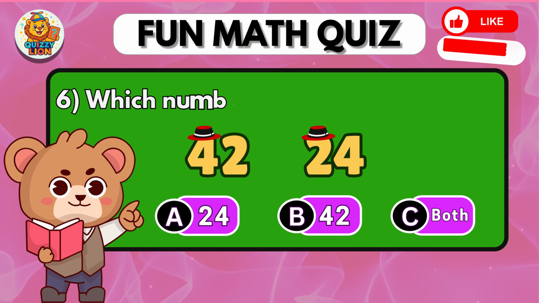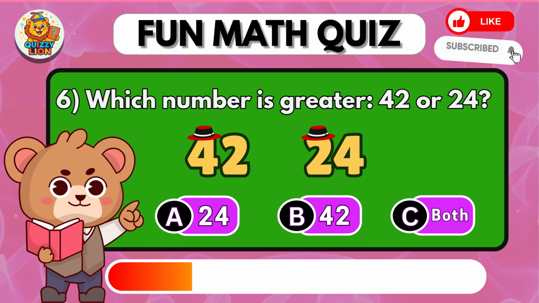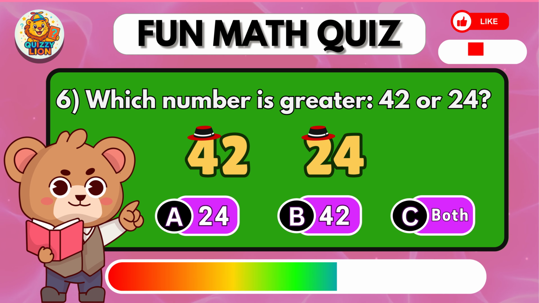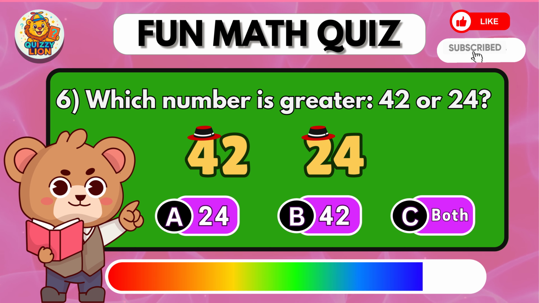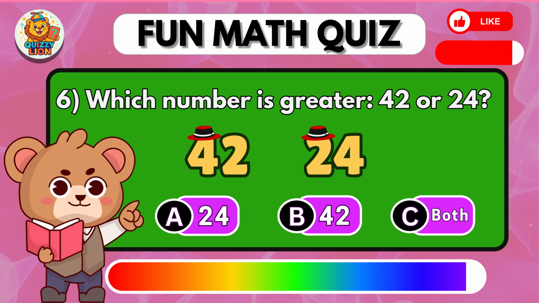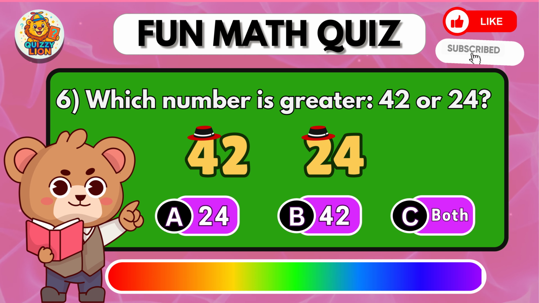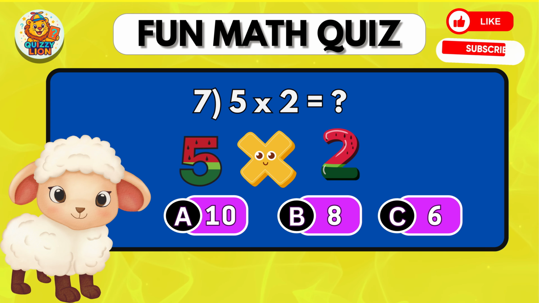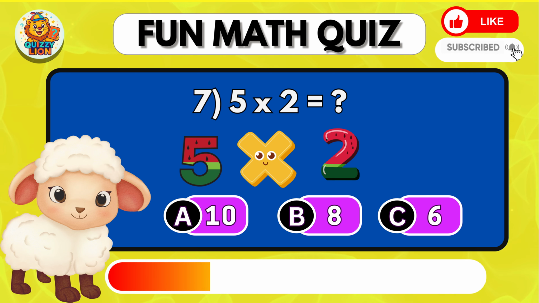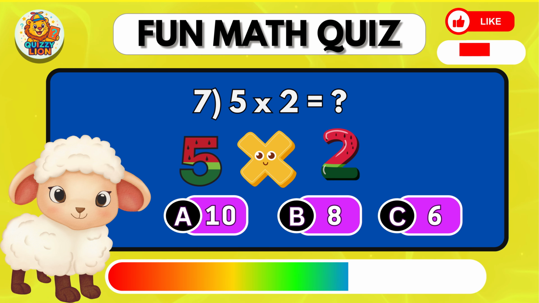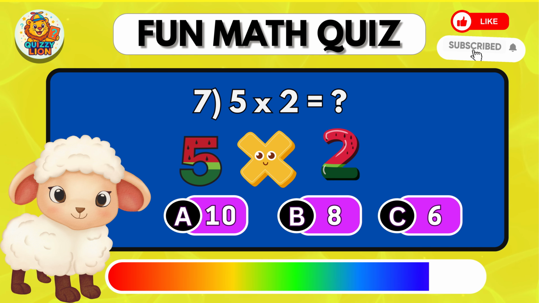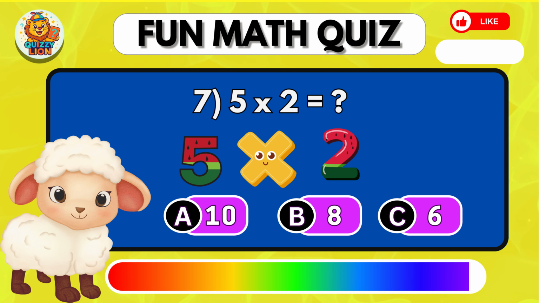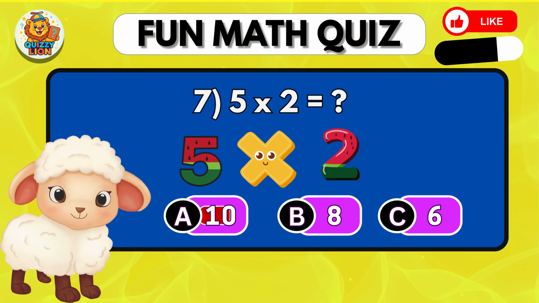Which number is greater, 42 or 24? Correct, it's 42. 5 multiplied by 2 equals what? Correct, it's 10.